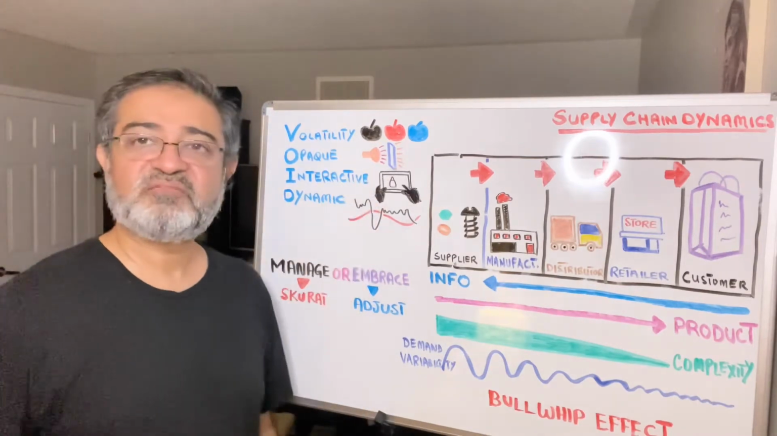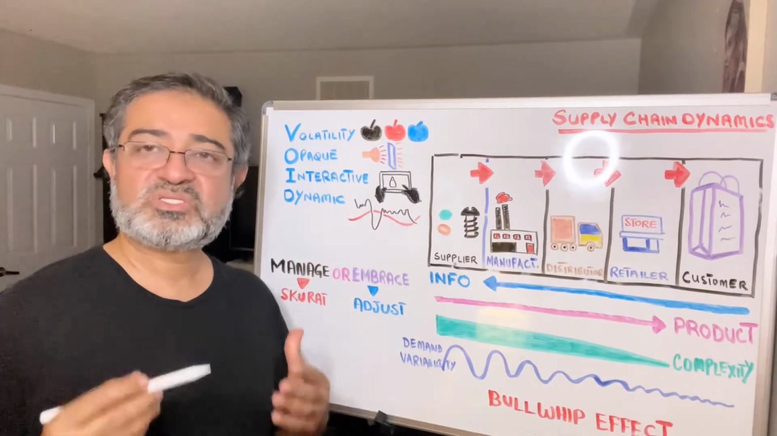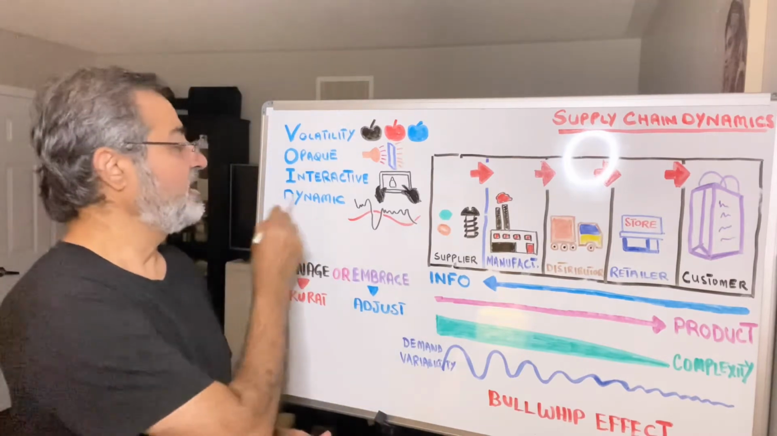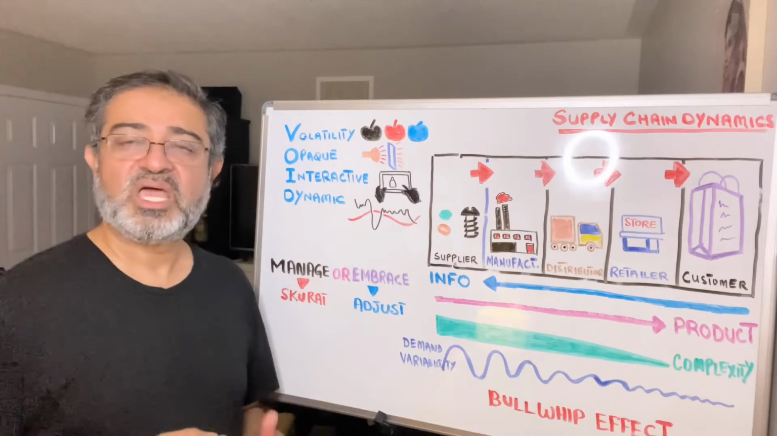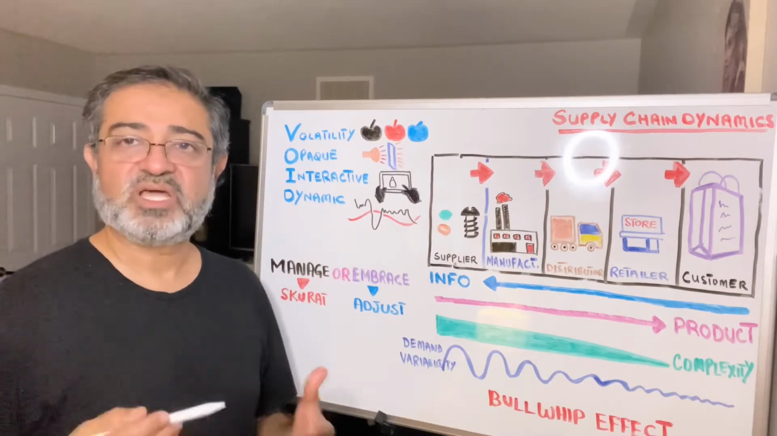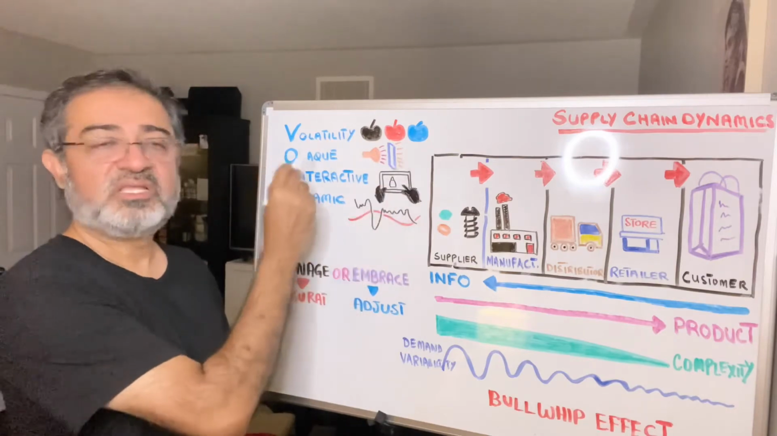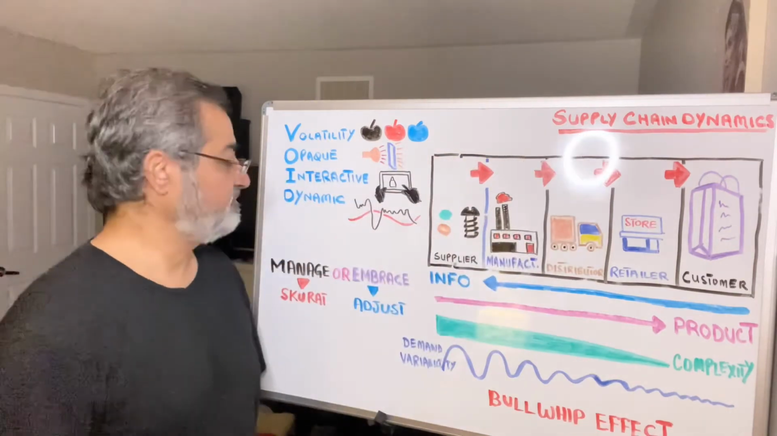Interactive means is your supply chain a traditional supply chain or is it an e-commerce based supply chain? Dynamic means how often your supply chain changes with time. The more volatile these four criteria are, the more complex your supply chain is.